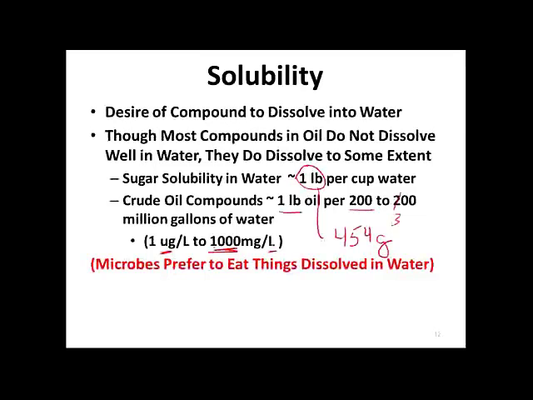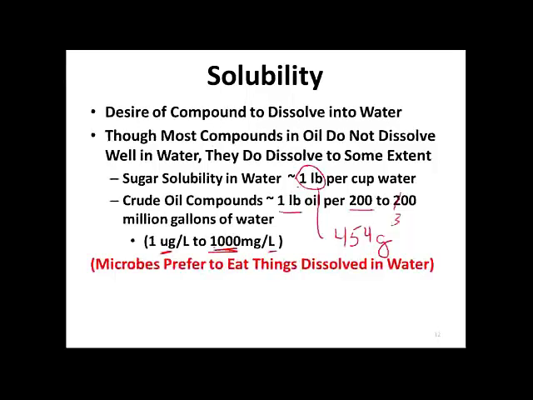So if you think about this cup having a microgram, a millionth of a gram of oil dissolved in it, available to the microbes, you're not going to see very many microbes, right? It's just a tiny amount. You see what I'm saying?